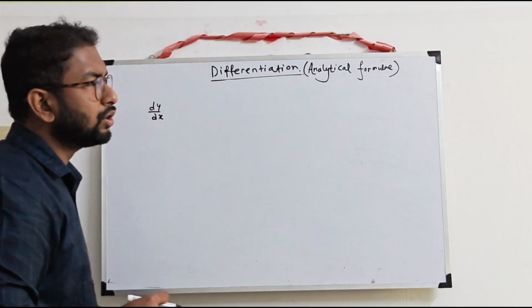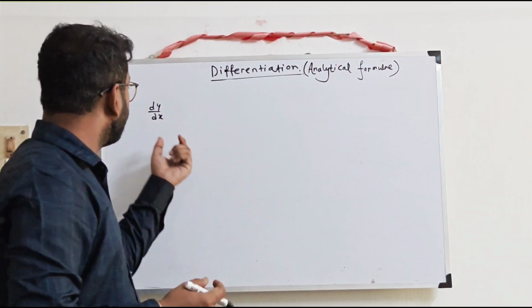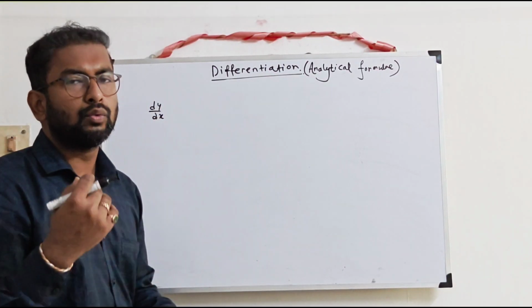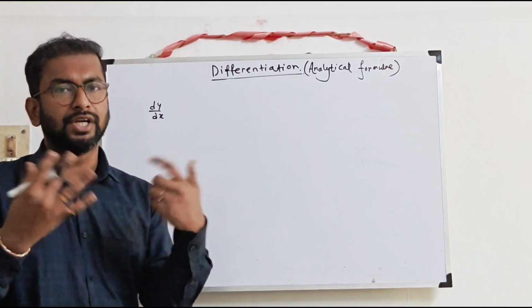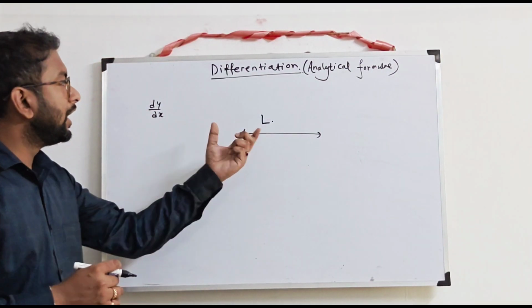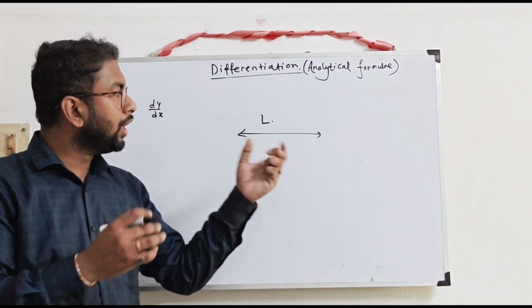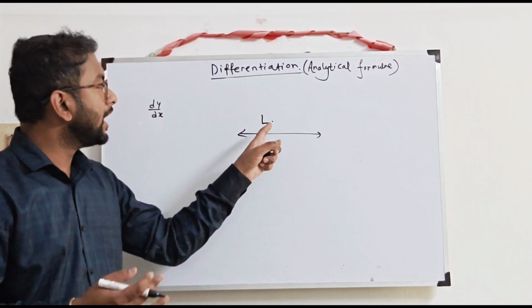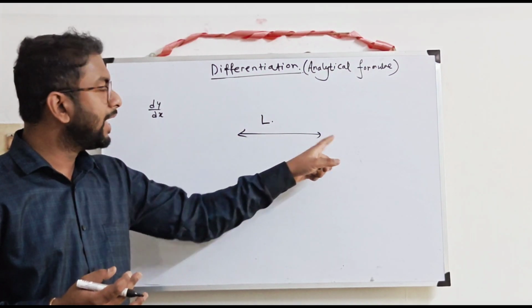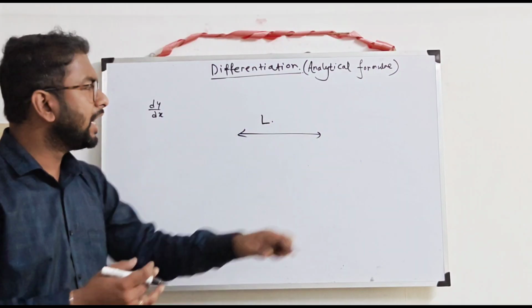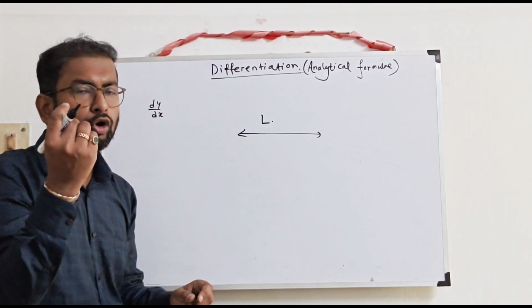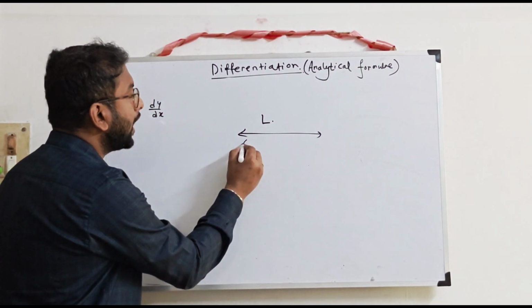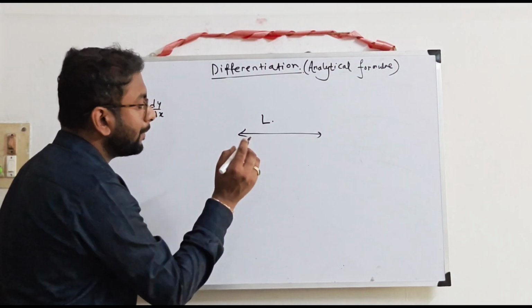dy by dx is a ratio of the infinitesimally small y to the infinitesimally small x, or you can also say that dy is a small change in the y direction and dx is a small change in the x direction. Differentiation ideally means dividing a finite quantity into very small fragments, and these fragments are infinitesimally small. If I draw some length here, it has some finite length, and if I divide the entire length into very small, infinitesimally small fragments, that means ideally we will get an infinite number of fragments, right?